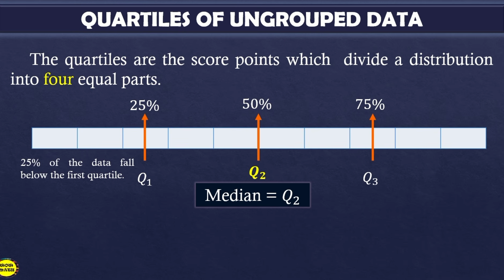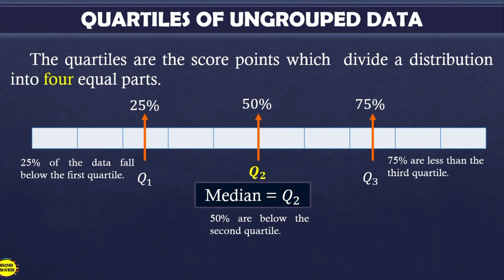Again, sabi ko kanina, yung first quartile natin or the lower value natin, that is 25% of the data fall below the first quartile. And then, yung median natin, that is 50% are below the second quartile. And then, for the third quartile or yung upper value nito, that is 75% are less than the third quartile. And also, how to compute the interquartile range.